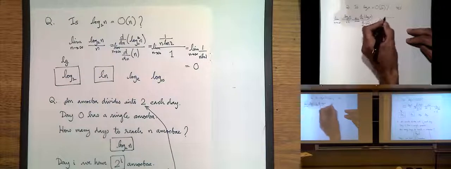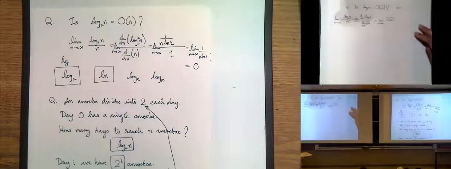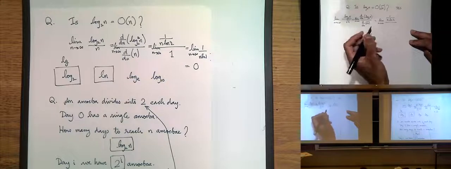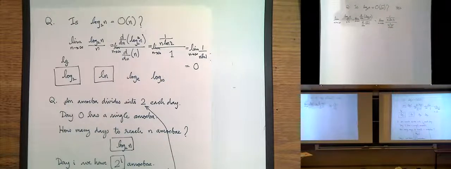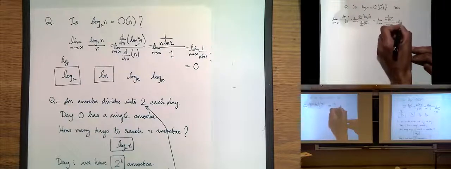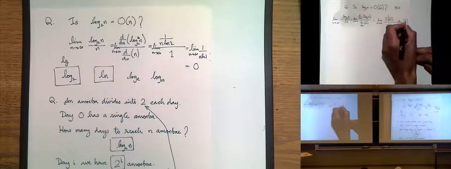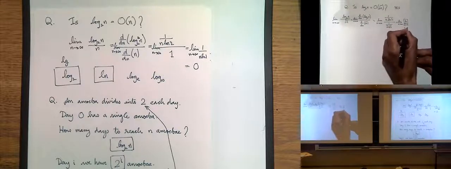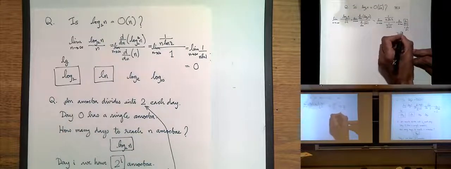So here you get 1 divided by natural log of 2. And what do you get here? 1 half, yeah. Essentially you get 1 divided by 2 root n. Right? And if you work this out, you get some constant here. The constant is like 2 divided by log 2 times 1 divided by square root n, and this is now 0.